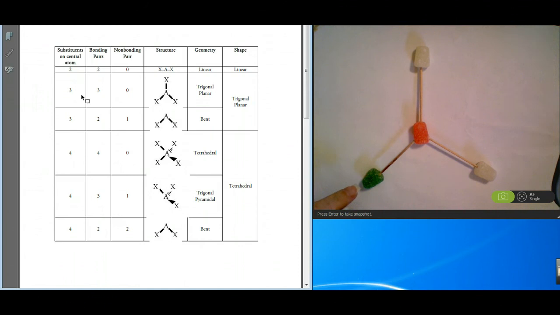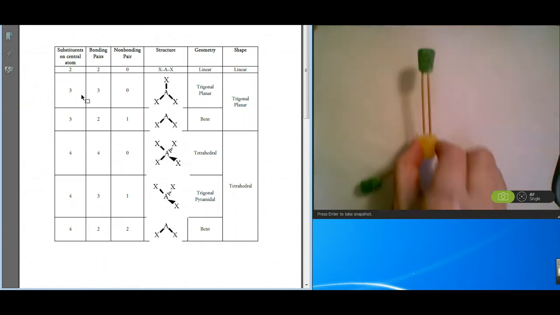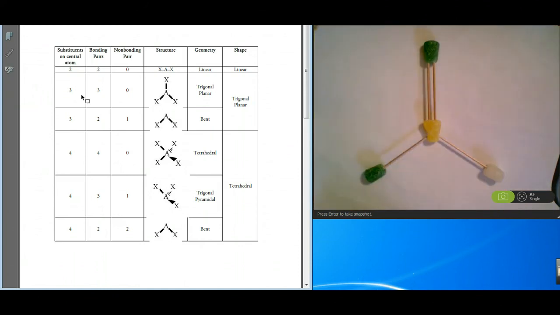Now, if you look at this example that I have right here, I notice there are 4 bonds present. However, what else do you notice? Well, I notice that there's still just 1, 2, 3 around the central atom. So even though this one has 4 bonds, it still is going to be a trigonal planar.